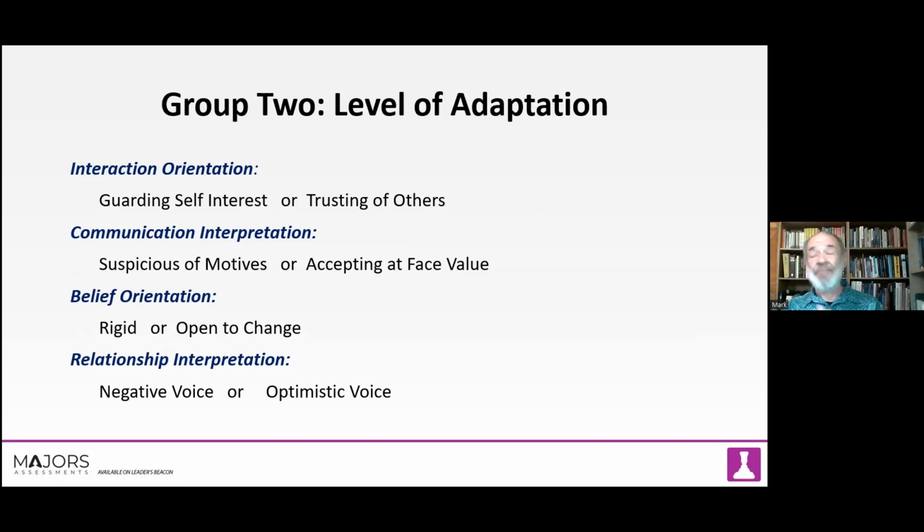Belief orientation is, some people are so set in their beliefs, they will not listen to an opposing viewpoint. And some people are open and they'll listen. That doesn't necessarily mean they change, but they're open to what's being said. And relationship interpretation, negative voice, optimistic voice. A negative voice means I believe that all my relationships end up in the garbage. They don't work out. They turn out bad. And optimistic, by and large, my relationships are okay. They always come out okay.